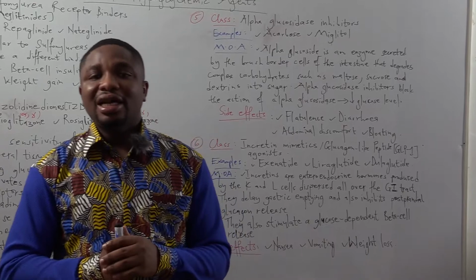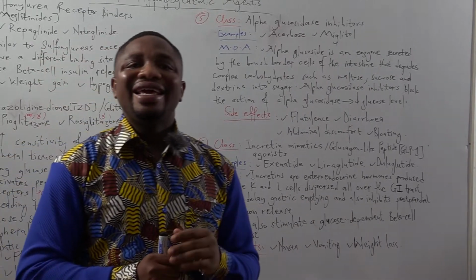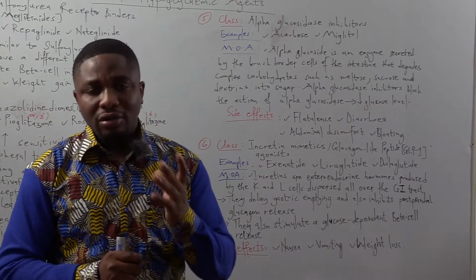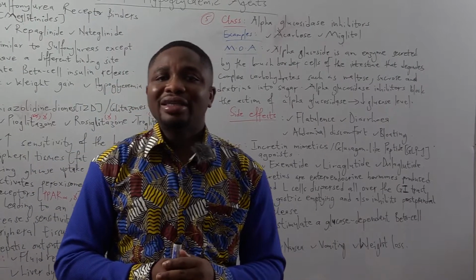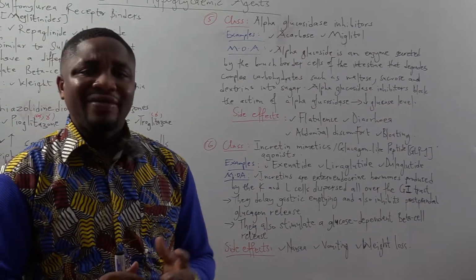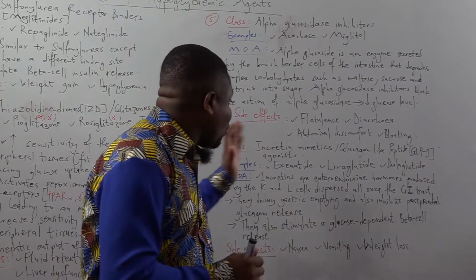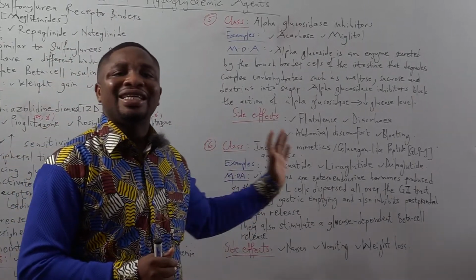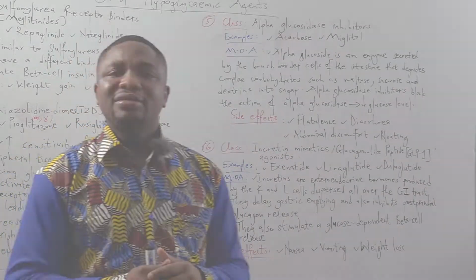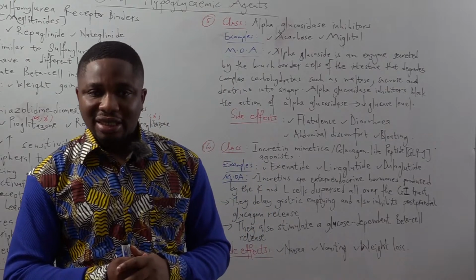Let's have a look at the next class of oral hypoglycemic agents. The next class will be what we call the incretin mimetics, or the glucagon-like peptide 1 agonists. Let's have a look at the examples. For the examples, we can think of exenatide, liraglutide, and dulaglutide.